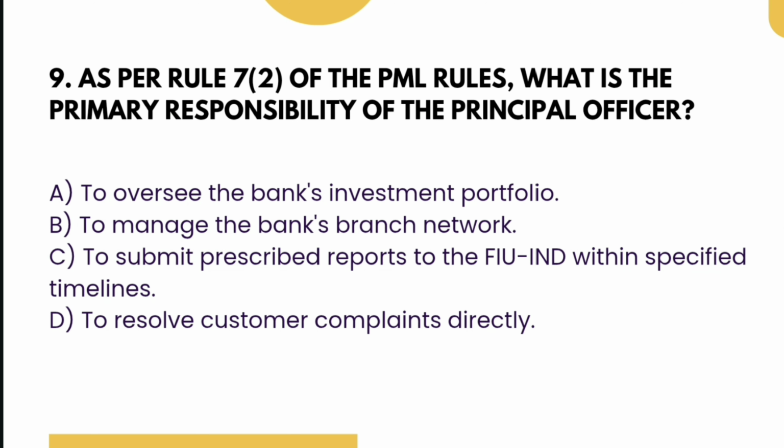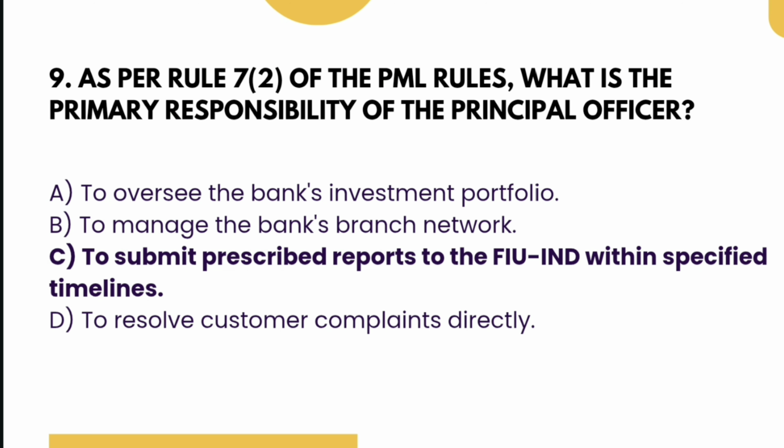Next, as per Rule 7 of the PML rules, what is the primary responsibility of the principal officer? A, to oversee the bank's investment portfolio, B, to manage the bank's branch network, C, to submit prescribed reports to the FIU-IND within specified timelines, or D, to resolve customer complaints directly. And the answer is C.